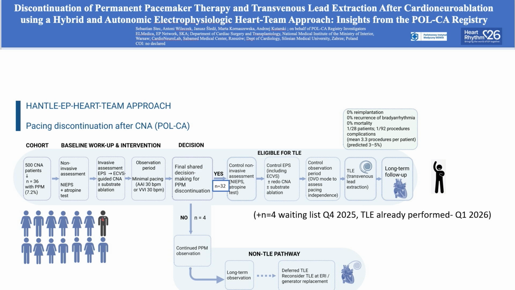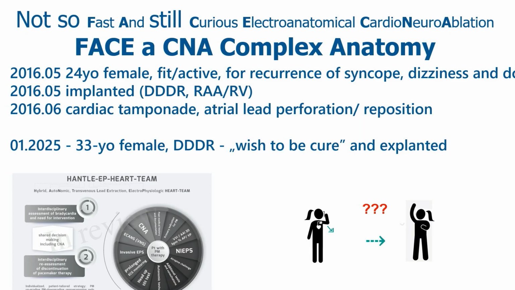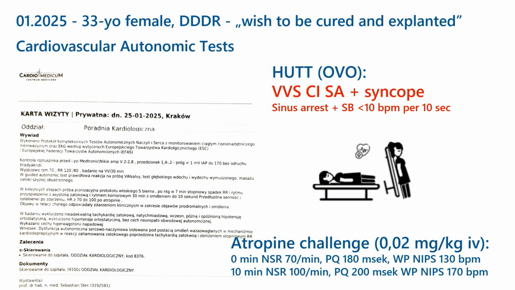4 patients were not sent for TLE because of shared decision-making. The decision was to wait and prolong the decision for the patient. It's also okay. So this is an example of one complex lady. She was implanted due to recurrent syncope. It was like a vasovagal storm, and the patient was given a DDR pacemaker, and immediately after 1 month had cardiac tamponade and atrial lead perforation and repositioning. And after 9 years, the lady comes and wishes to be cured and explanted.